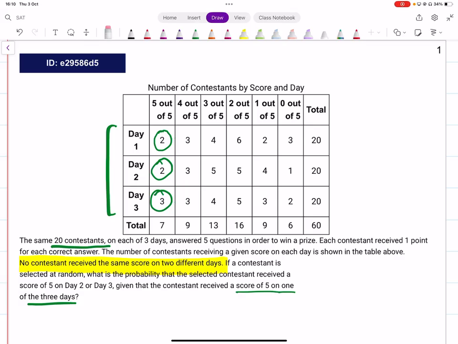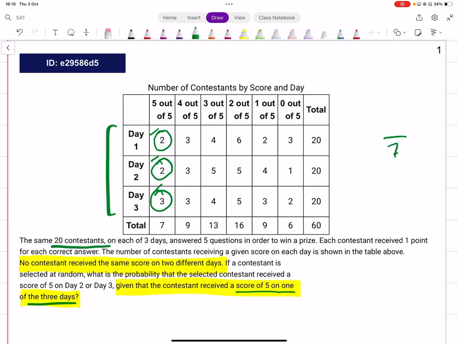As we discussed in probability, this is going to be your denominator. The total sample. So remember the probability formula: number of favorable outcomes divided by the total number of possible outcomes. This, given that thing, restricts the total number of possible outcomes. It affects the denominator of the probability. So they're saying it's given that the contestant received a score of 5. What's the total number of possible contestants who satisfy that criteria? 7. 2, 2, 3, that's 7. So 7 is your denominator.